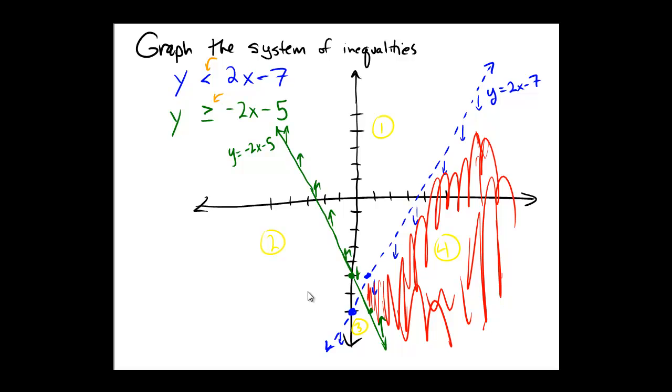If you were curious, we don't actually need to know what the intersection point is in order to solve this particular problem, because it's asking for a graph. But if you're curious, the intersection point would occur at (1/2, -6). You can solve that by a system of equations if you wish.